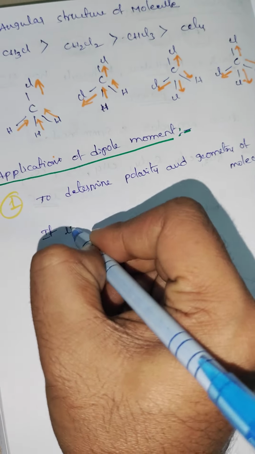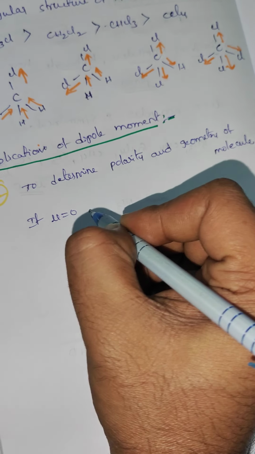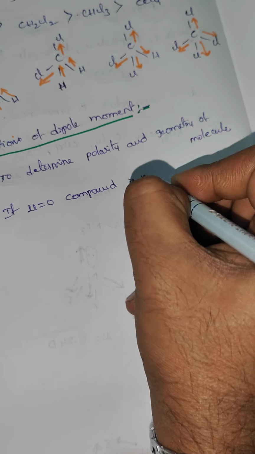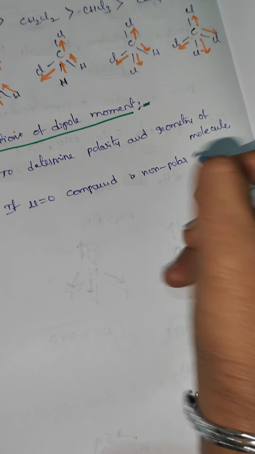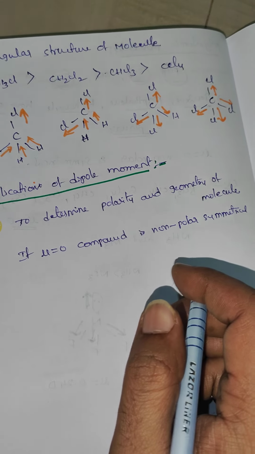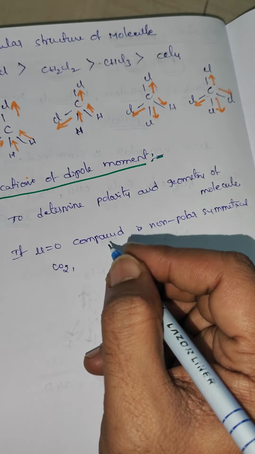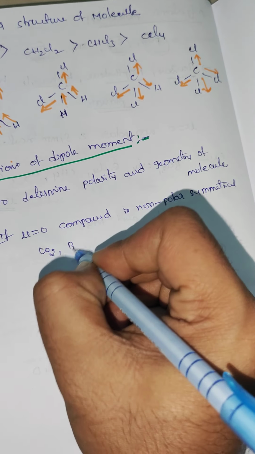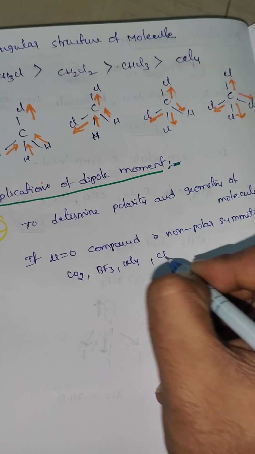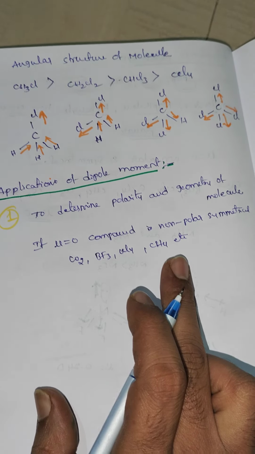If the dipole moment is 0, the compound is non-polar and symmetrical. Examples: CO2, BF3, CCl4, CH4, etc. Dipole moment is 0, so the compound is non-polar and symmetrical.